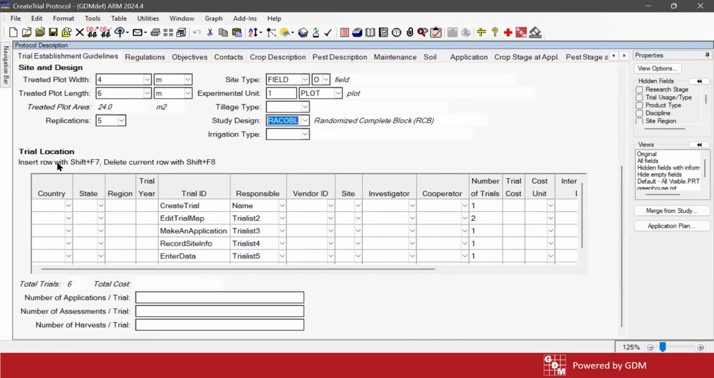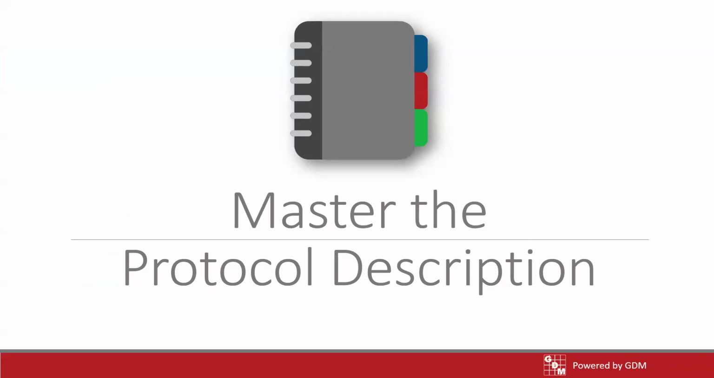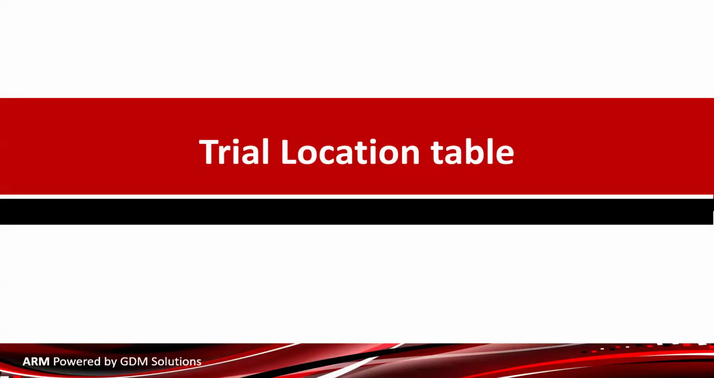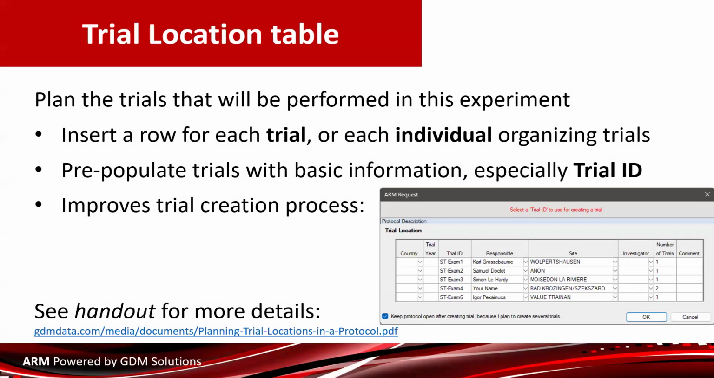Moving down is one of our main focuses today, the trial location table. Let me introduce it here with the PowerPoint. It's a pretty big function overall. I can't remember if we even referenced it in our beginner's certification, but it's a pretty big part of planning out your experiment. The idea is that we have a table where we can put in specific information for the trials that are going to be performed as part of this protocol.